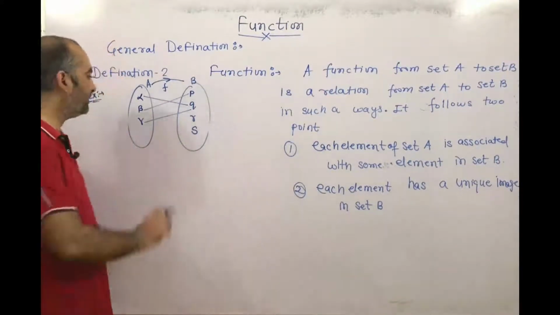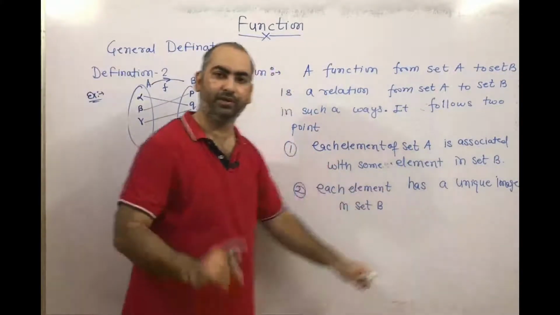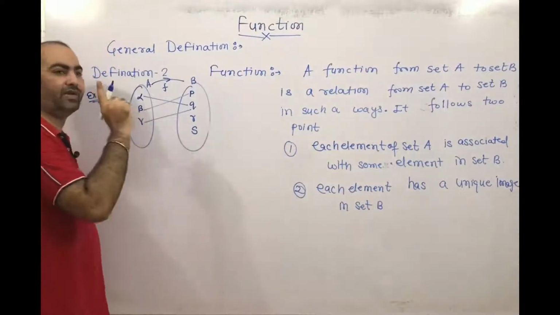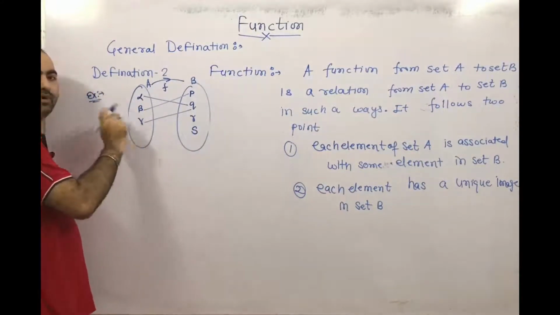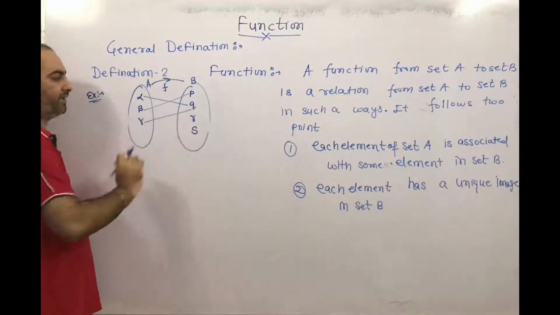First thing, all the elements are connected in B, and second thing, each element has a unique image. So alpha, how many images? Only one image, that is Q. Beta, how many images? Only one image, that is P. Gamma, only one image, that is Q. So this is called a function.